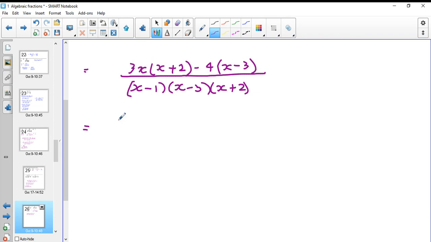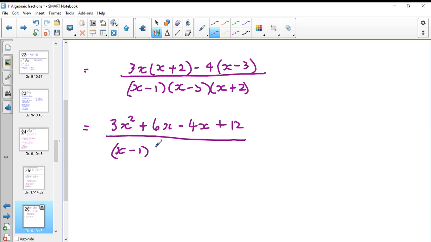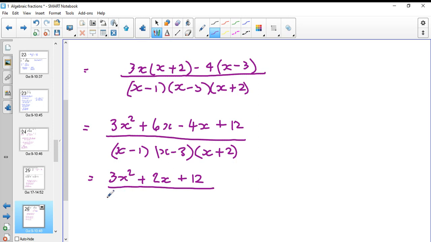Expand out. So we've got 3x squared plus 6x, take 4x, plus 12, over x minus 1, x minus 3, x plus 2. Let's tot up: 3x squared plus 2x plus 12 over x minus 1, x minus 3, x plus 2. And that's the answer. That won't factorise. That's as simple as it's going to get.